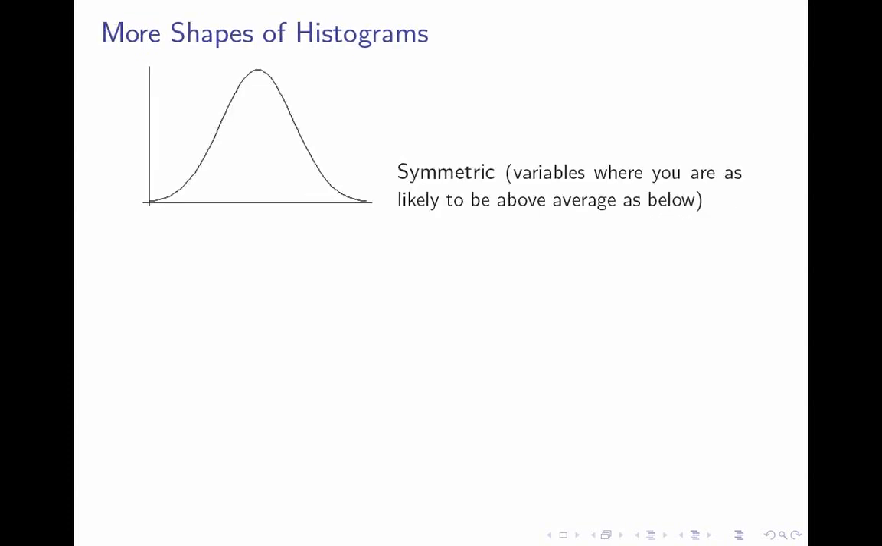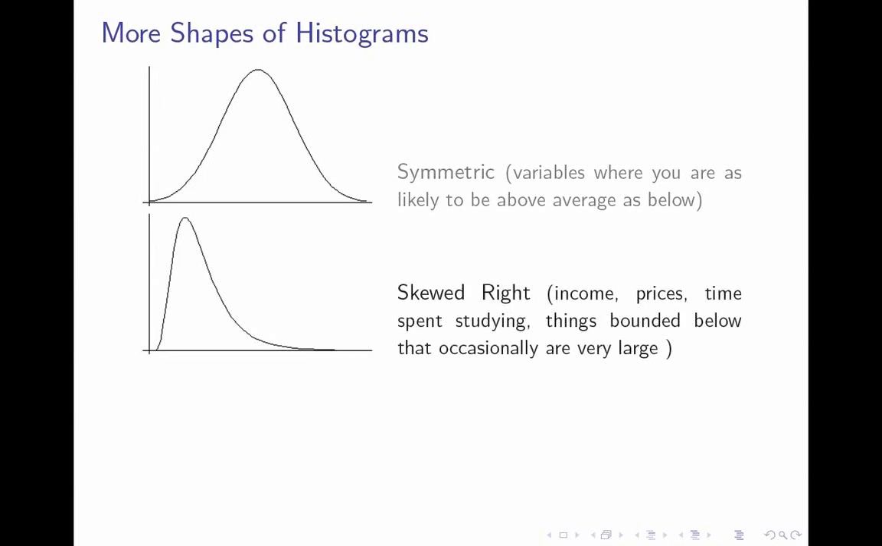And we will also use 3 more words which describe what the tails of your data look like. If the tails are of approximately the same size on both the left and the right, then you say that the data is symmetric. If it has a long tail on the right and a short tail on the left, you call it skewed right. This comes up a lot in nature.